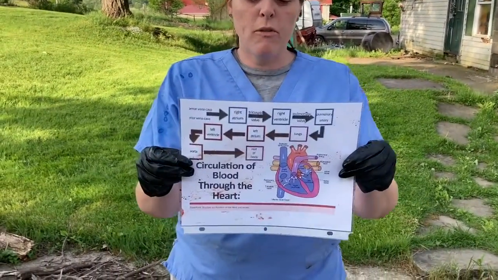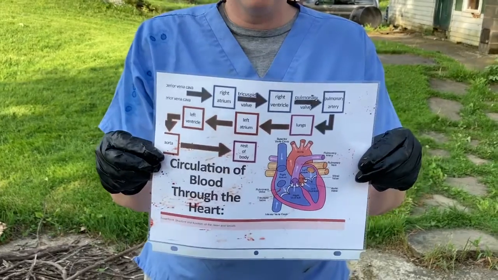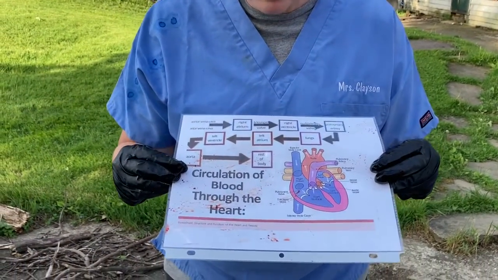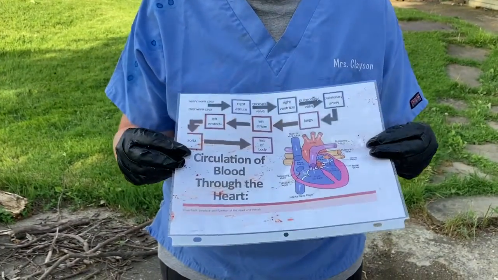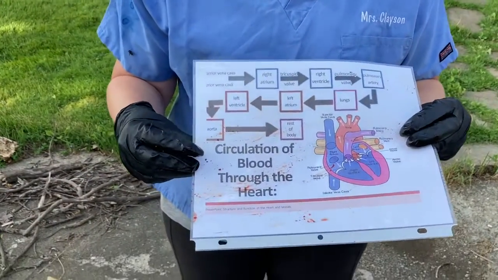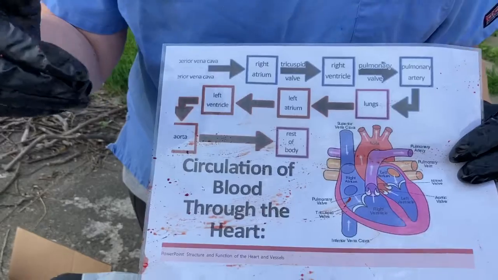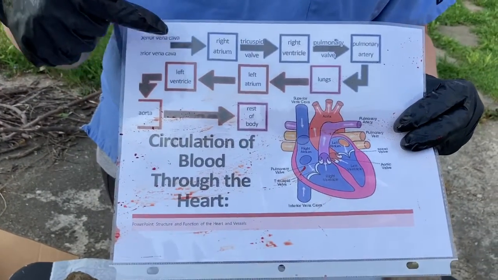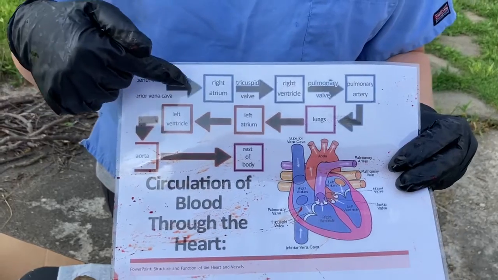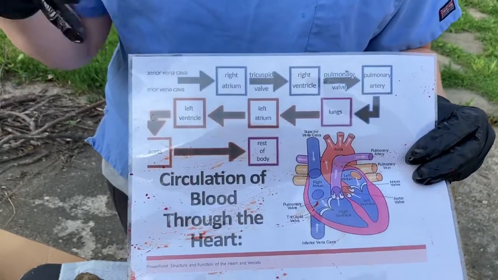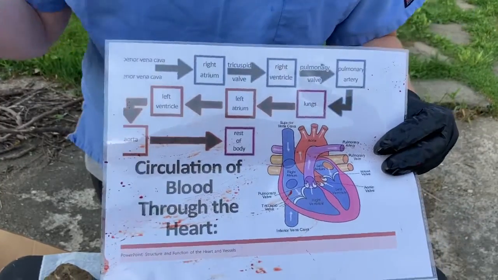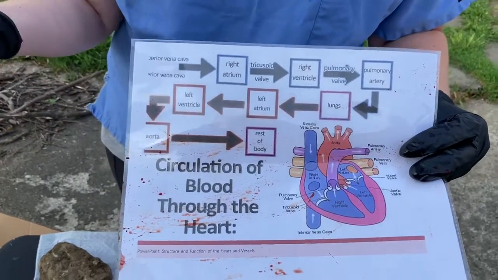What I wanted to show first was this diagram, and it should have been in one of the PowerPoints that I sent you. It goes through the circulatory system and what happens to the blood. Excuse the blood on it right now. It's starting with the blood coming from the body, and it's in blue because this is deoxygenated blood, so the oxygen has been removed to be used by the cells.